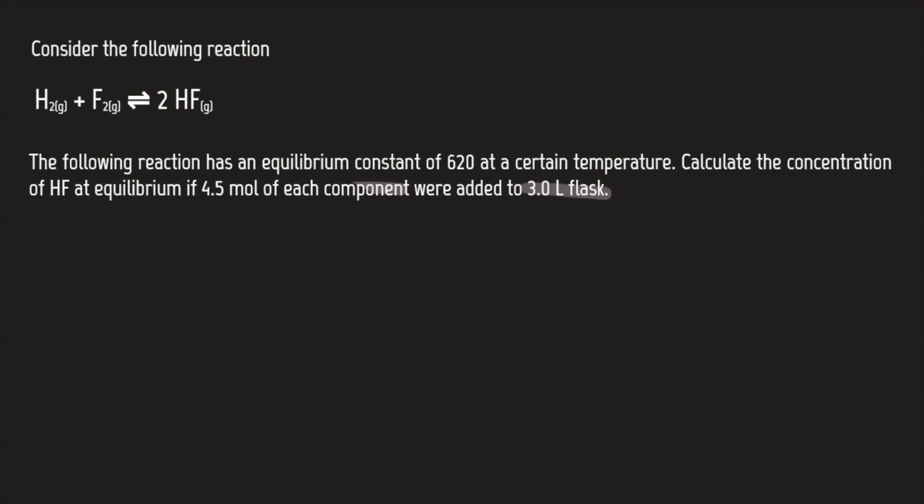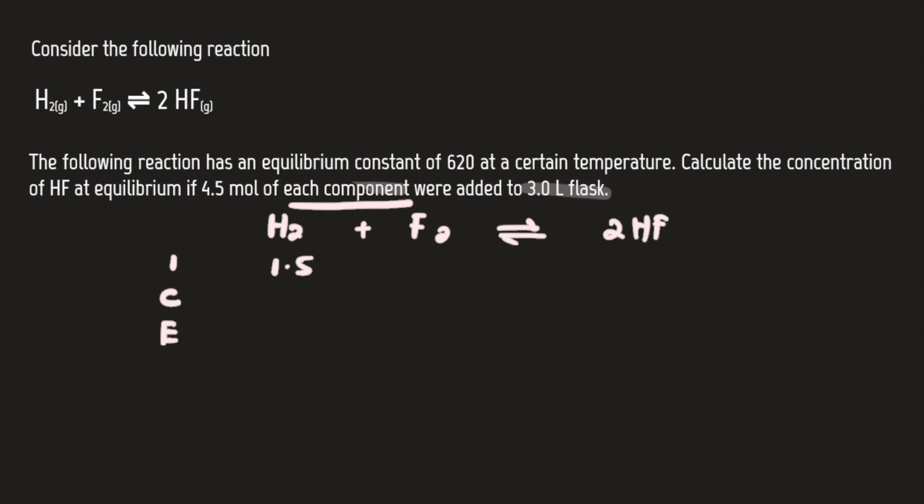Alright, so next up what we are going to do is we are going to make the ICE diagram. So you are going to copy back the reaction. Initial molarity is the one that we have calculated just now for each component, equivalent to 1.5. So remember, the statement here is each component. So it means that it is inclusive of the product as well. So 1.5 for each.